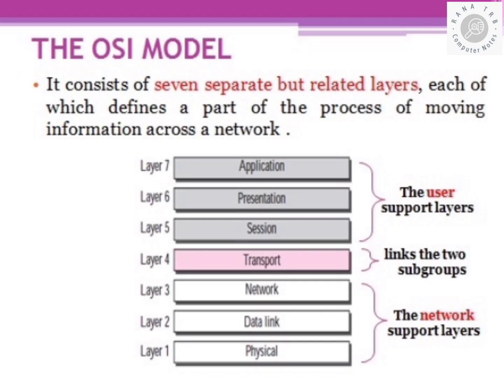The first 3 layers are the network support layers, and the next one, layer 4, only links the 2 subgroups. The purpose of the last 3, that is 5, 6 and 7, the session, presentation and application layers, is as user support layers. So these are all the 7 layers.